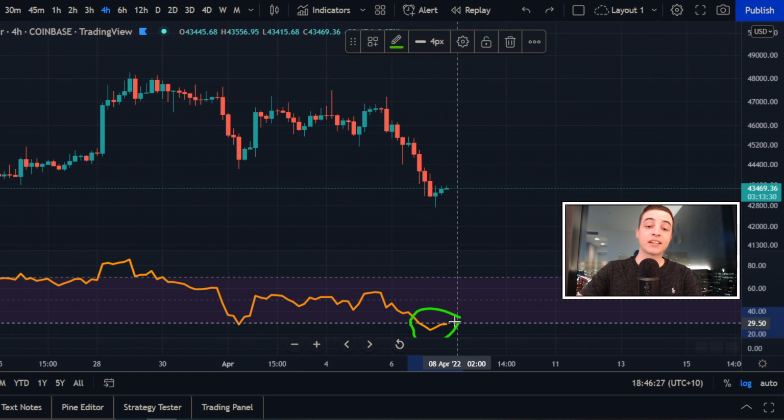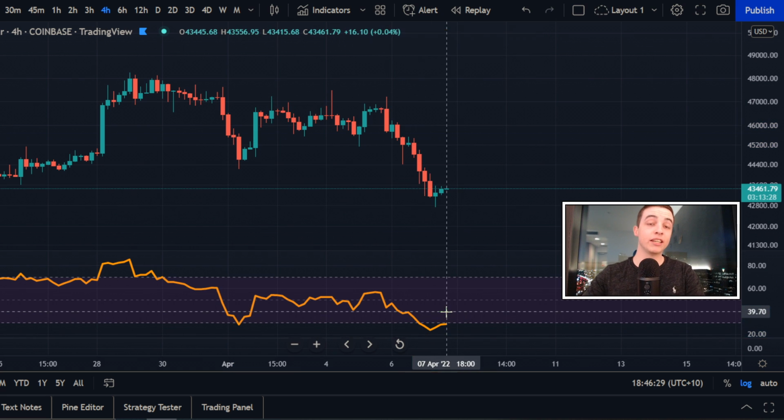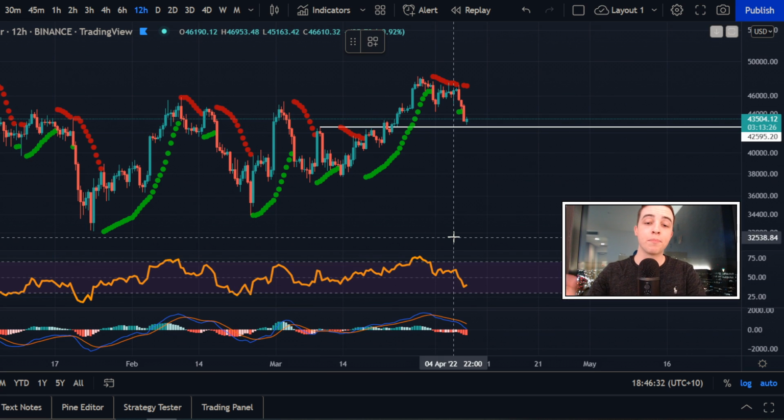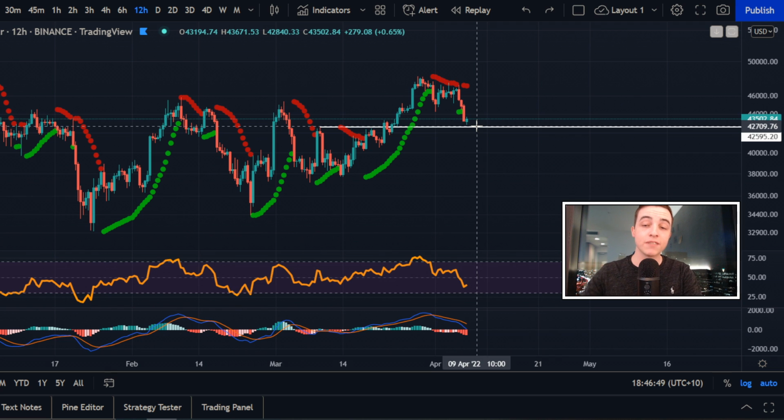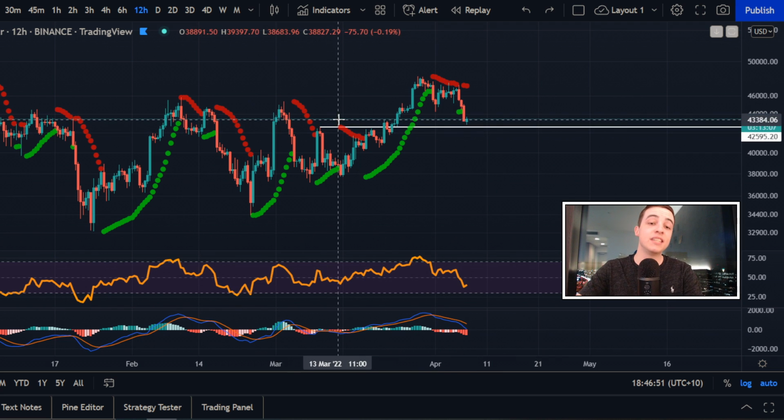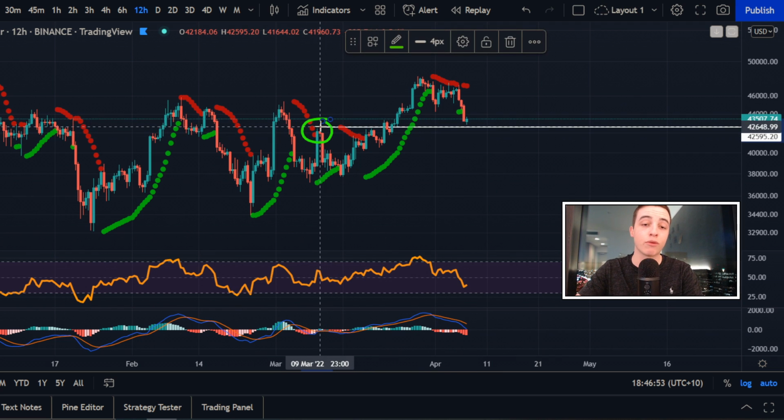And other than the fact that the 4-hour Bitcoin RSI is currently oversold, if you're zooming out to the 12-hour Bitcoin chart, we are currently running into this level of support, which is sitting at around 42,500, and that did act as previous resistance back here in around the middle of March.